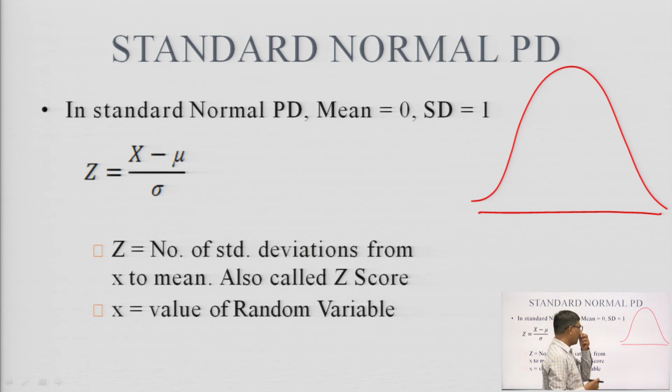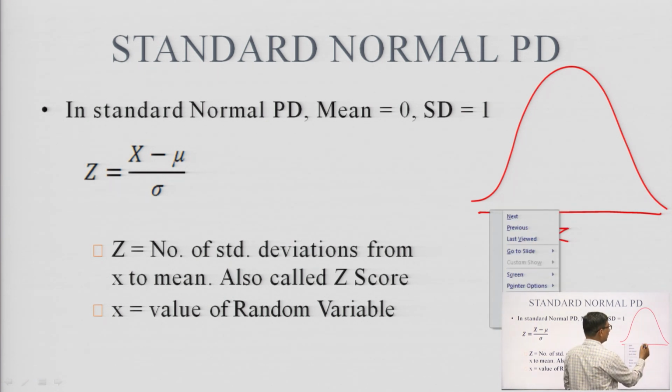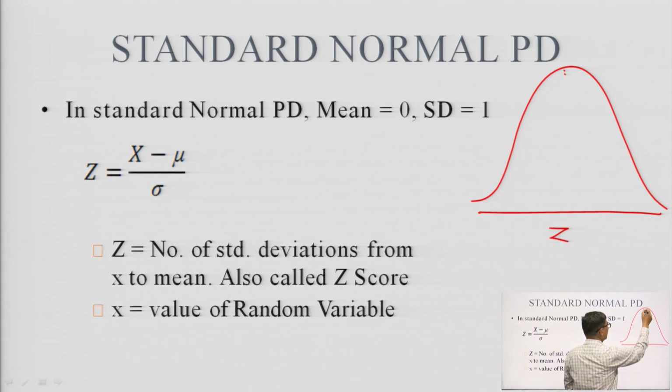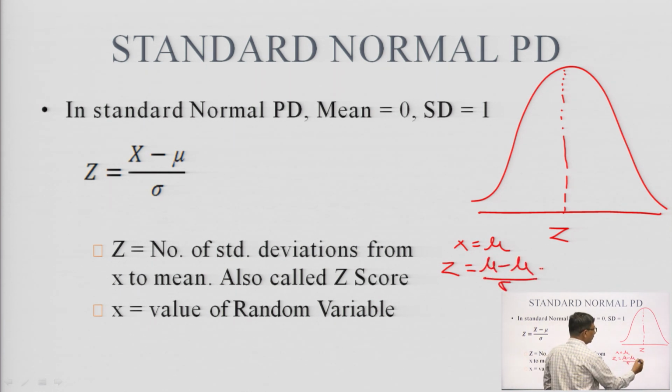To standardize this, it now becomes z. So z equals x minus mu upon sigma, where z is the number of standard deviations from x to the mean, and it is also called the z score, and x is the value of the random variable. As we know, for the x axis at this point, the mean, we have random variable x equal to mu. So at this point z becomes mu minus mu upon sigma, which equals 0. So at this point z is 0.